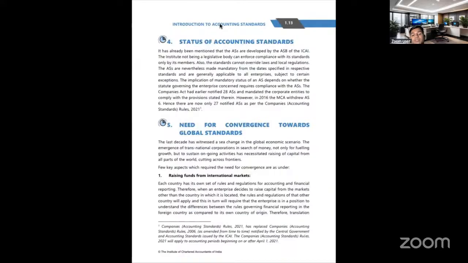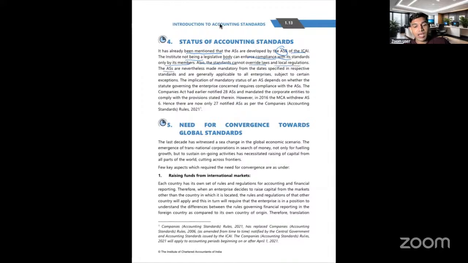Now, we will see the status of accounting standards in India. It has already been mentioned that accounting standards are developed by the ASB of the ICAI. The Institute, not being a legislative body, can enforce compliance with its standards only by its members. Also, the standards cannot override laws and local regulations.